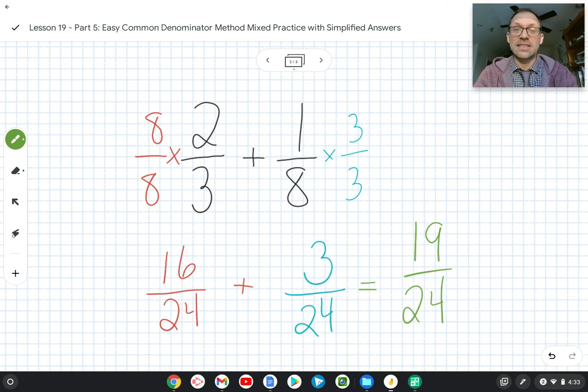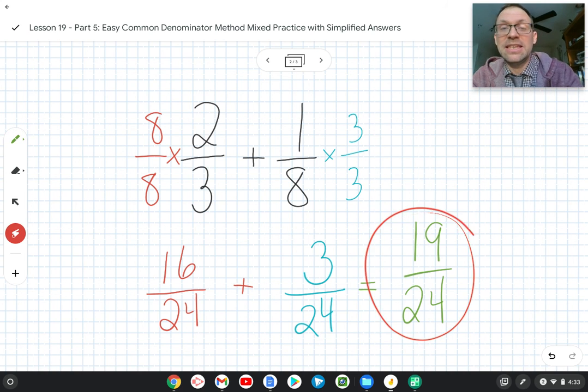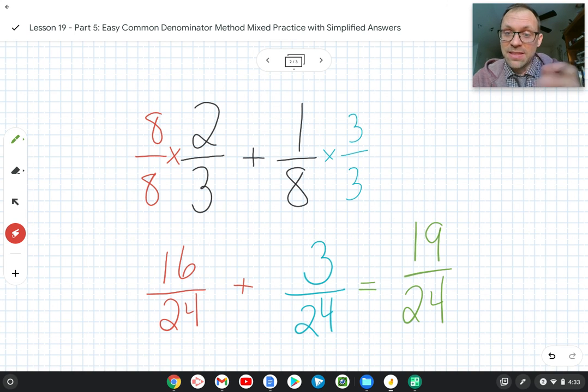I'm still organized. I'm still showing all my work. Now, today you're going to have to check your answer. Is it simplified? And in the case of 19/24ths, yes, my answer is simplified. But many of your answers won't be. So really check on those today and make sure that the answers you're giving are always in simplest form. Okay, that's how you do it. Let's get to it.